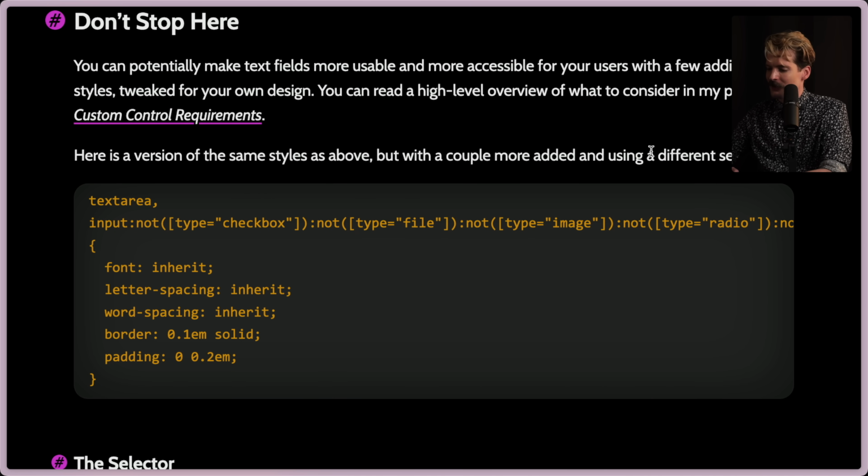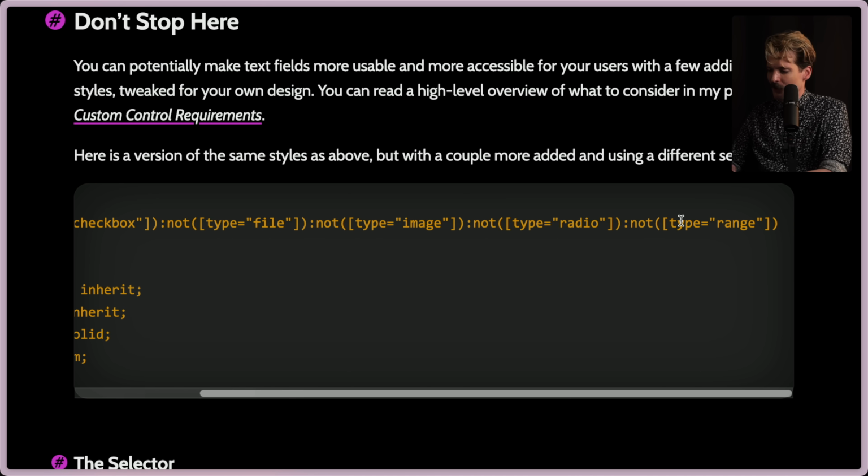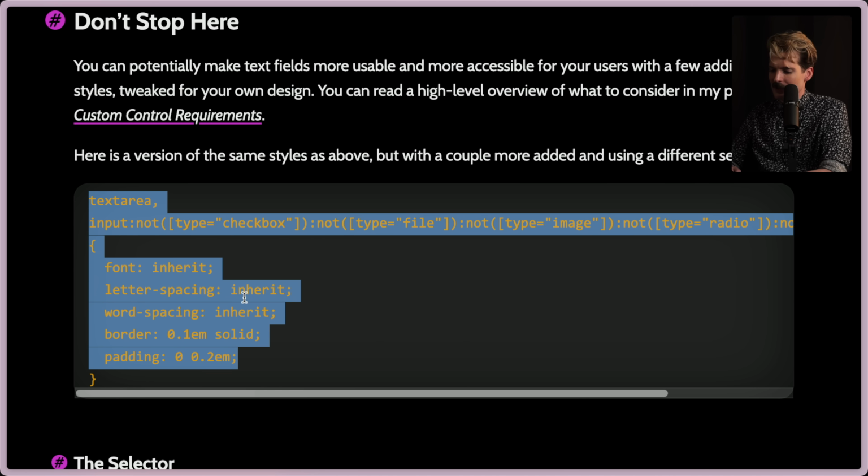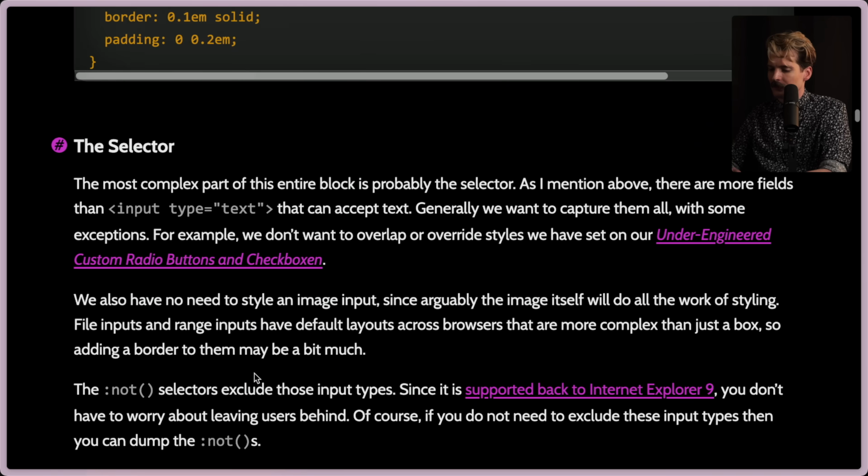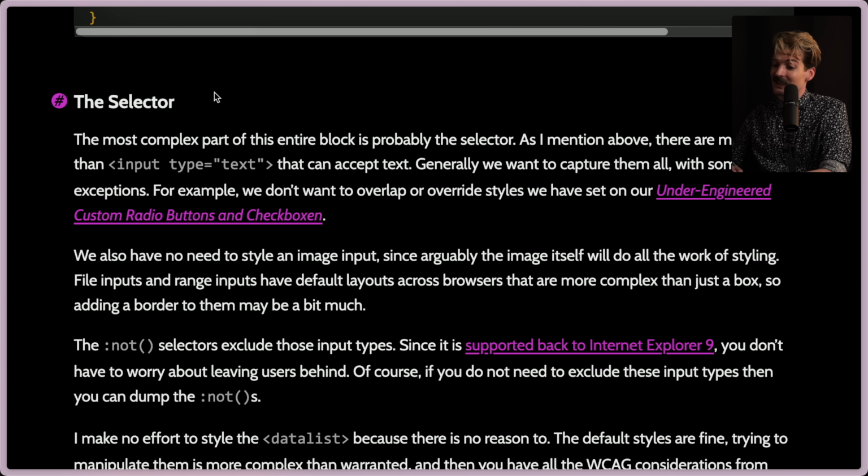And here's a version of the same styles as above, but with a couple more things added in a different selector. Interesting, they're filtering out checkboxes, files, and a few other input types, and then applying these defaults. Good stuff. The selector. Everyone's favorite part of CSS. The most complex part of this entire block is probably the selector.